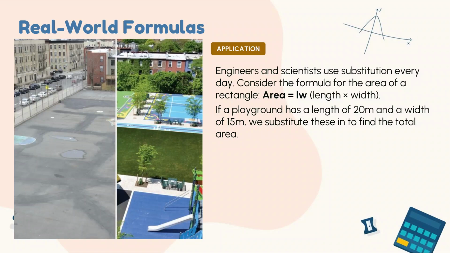If a playground has a length of 20 meters and a width of 15 meters, we substitute those values into the formula. Area equals 20 times 15, so the area is 300 square meters.